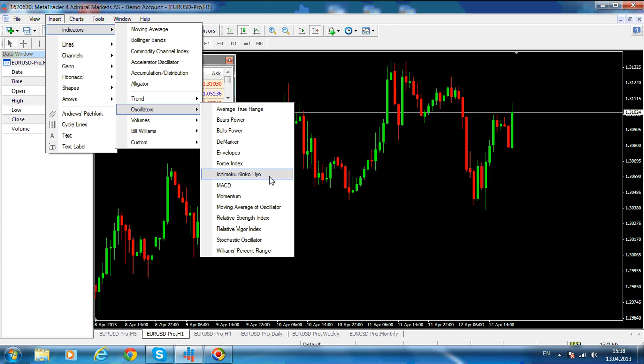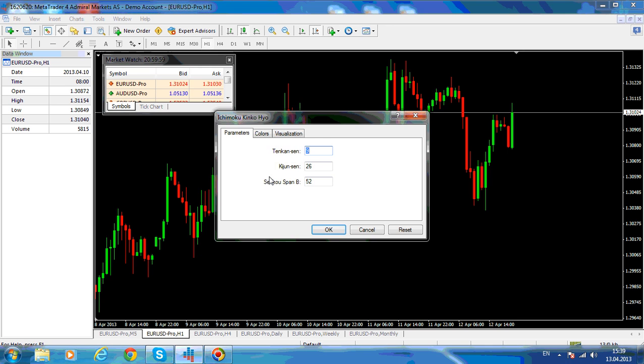It is also known as the Ichimoku cloud or the cloud, and it is coming from the Japanese technical community, so to say. It is world famous and introduced the world to technical analysis, way before technical analysis started to develop in the Western world. So let's click Ichimoku Kinko Hyo.